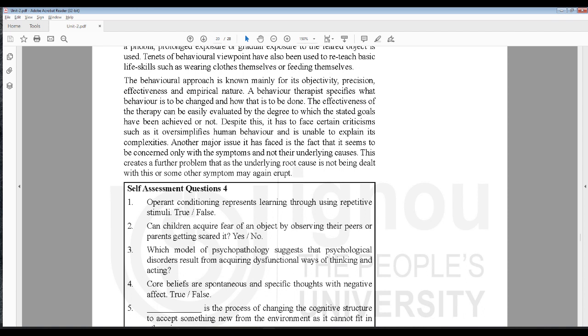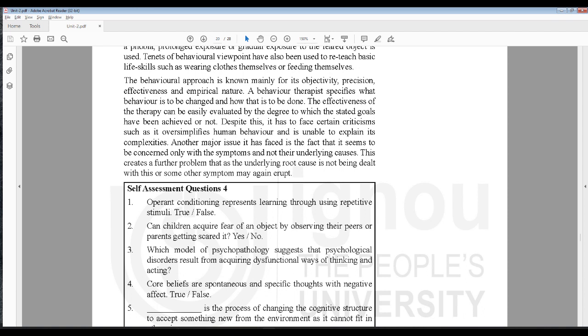The behavioral approach is known mainly for its objectivity, precision, effectiveness, and empirical nature. A behavior therapist specifies what behavior is to be changed and how that is to be done. The effectiveness of the therapy can be easily evaluated by the degree to which the stated goals have been achieved or not. Despite this, it has to face certain criticisms, such as that it oversimplifies human behavior and is unable to explain its complexities. Another major issue it has faced is the fact that it seems to be concerned only with the symptoms and not their underlying causes.